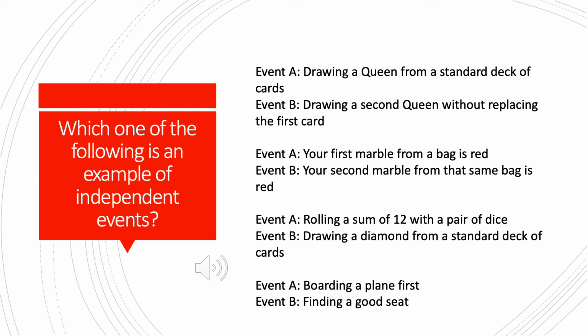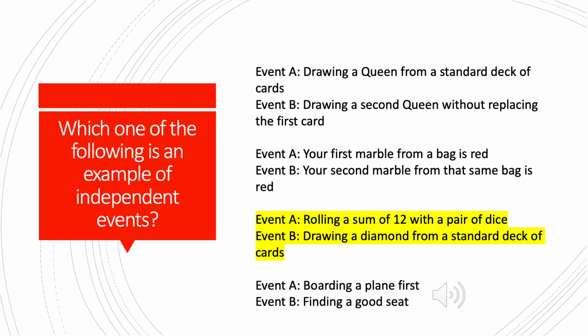In the third option here, rolling a sum of 12 with a pair of dice and then drawing a diamond from a standard deck of cards. Here we can easily see that these are two separate events. One does not have any effect on the probabilities associated with the second event. So this definitely is an example of independent events. And I think we all can agree that finding a good seat depends on boarding that plane very early or first, right? We've probably all boarded last or near last, and you got the worst seats in the house. So event A and B here are definitely dependent.